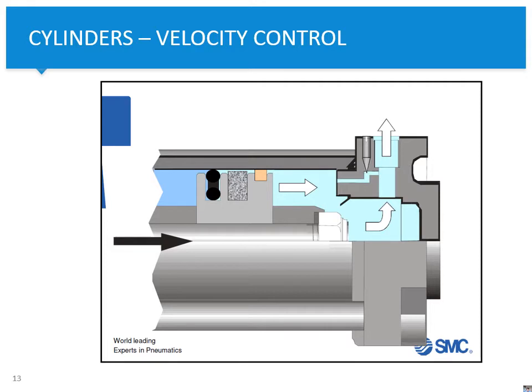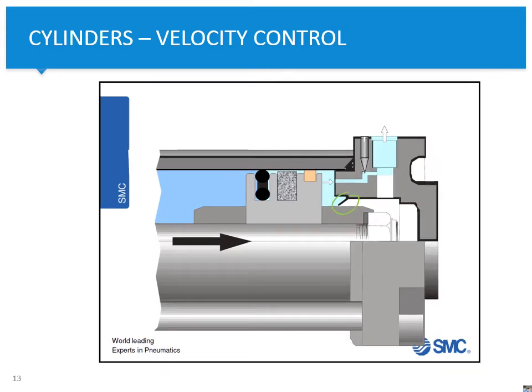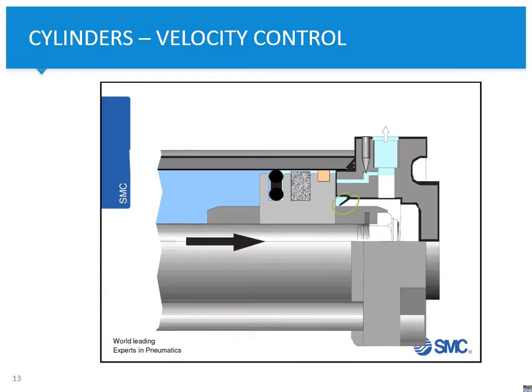But in the next stage, you can see that this port is actually blocked over here. So air can't go out through that way anymore, so it has to go to this small port over here. And of course, that will lead to an increase in pressure on this side of the piston, and therefore the retracting stroke will be decelerated, and it will end very smoothly to the end of the cylinder.